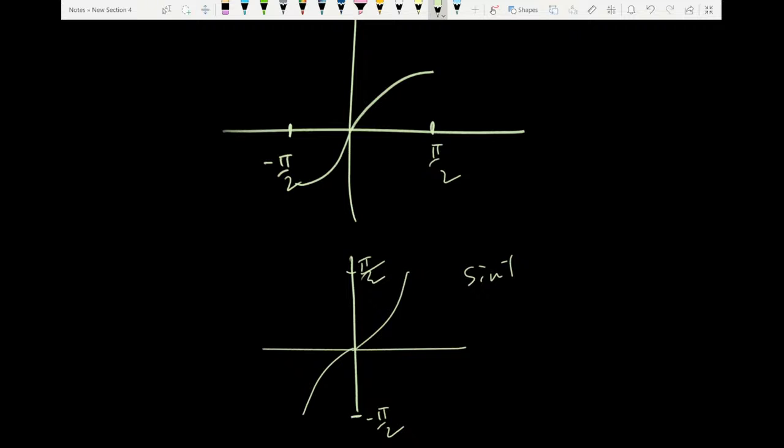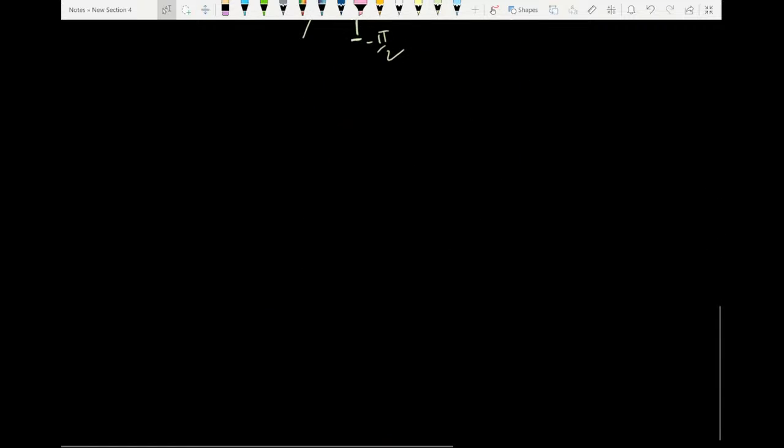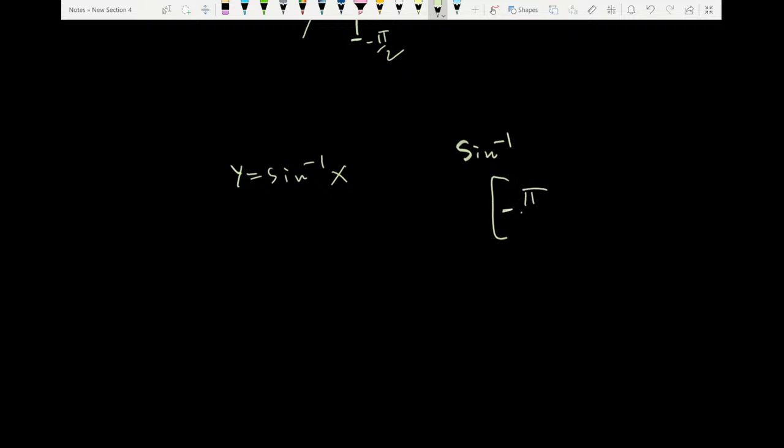That's your sine inverse. So let me give you the restrictions for sine inverse. y equals sine inverse of x, and sine inverse lives from negative pi over 2 to positive pi over 2. And it includes the two endpoints.